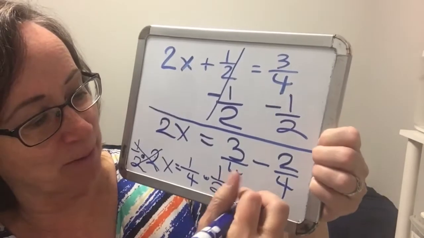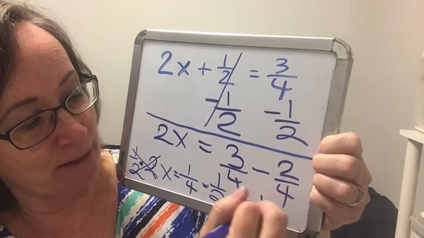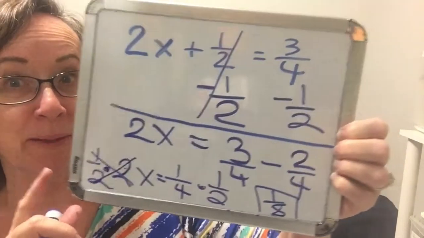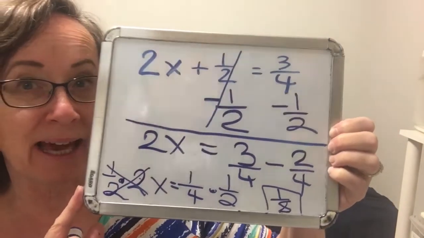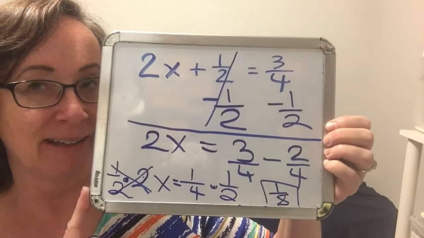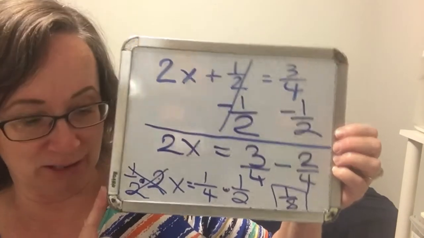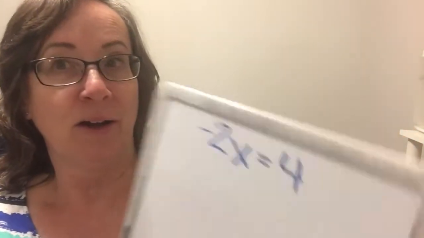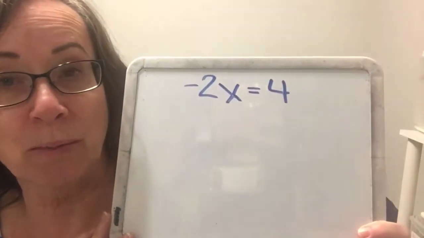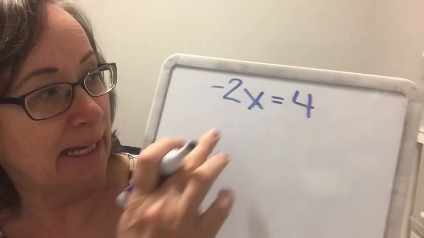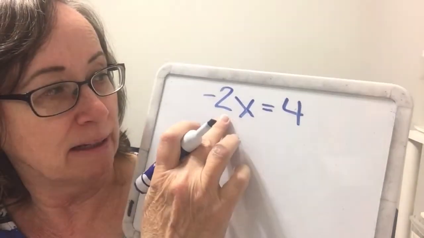Okay, x equals 1/8. So now you're going to be able to do more complicated problems because you know how to handle your equations. Okay, so now we're going to move into the next part of the lesson, which is what happens when we're multiplying by a -2.